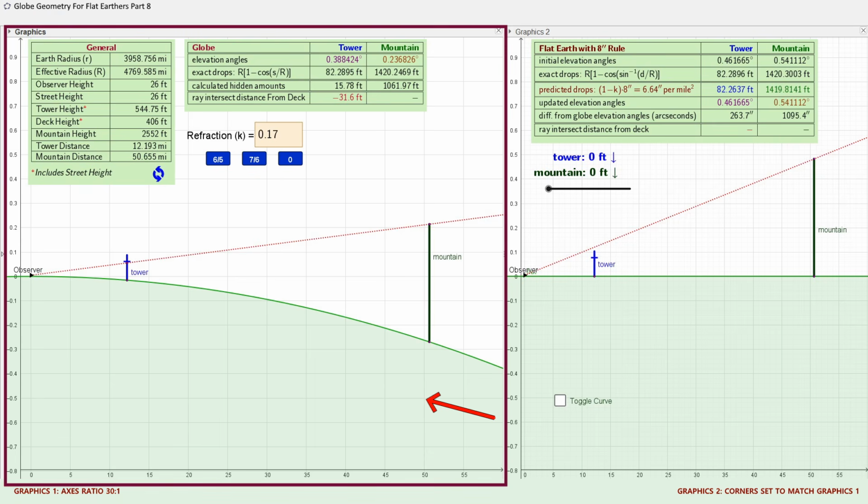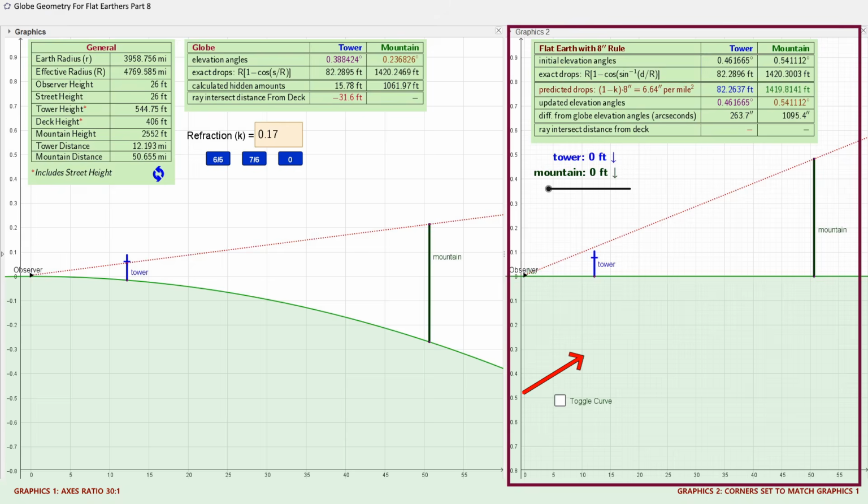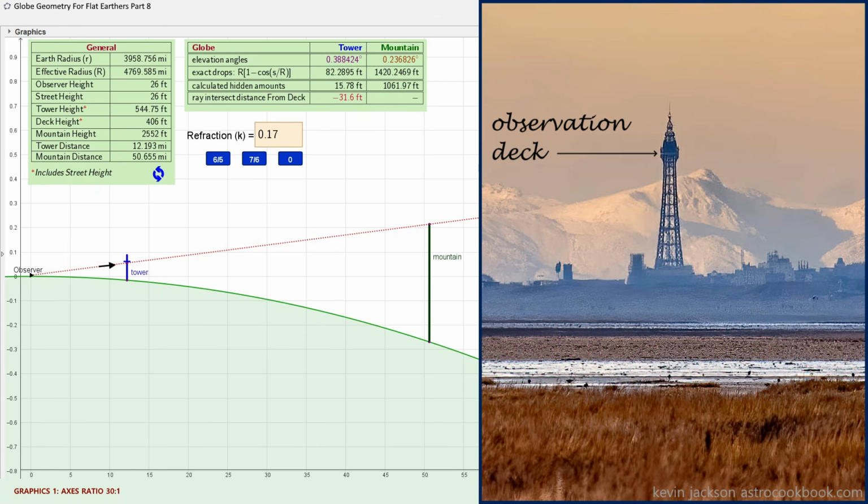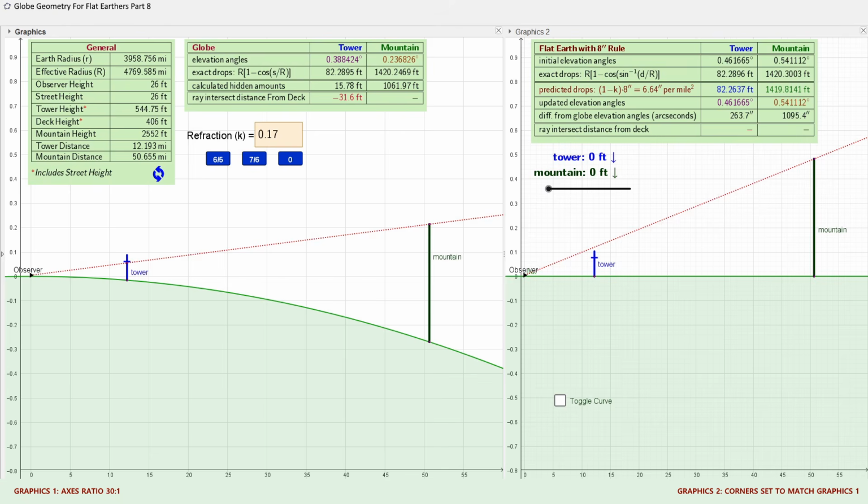So on the left I have the globe scenario, and this is the flat Earth on the right. For the globe, the observer's line of sight to the top of the mountain passes straight through the tower, about 32 feet below the observation deck, and that matches what we see in the photograph. In the flat Earth scenario, you can see instantly why it fails. The mountain clearly appears taller than the tower, and notice the elevation angles differ greatly to what the globe model predicts. And in the case of the mountain, we're talking about 1,000 arcseconds difference.